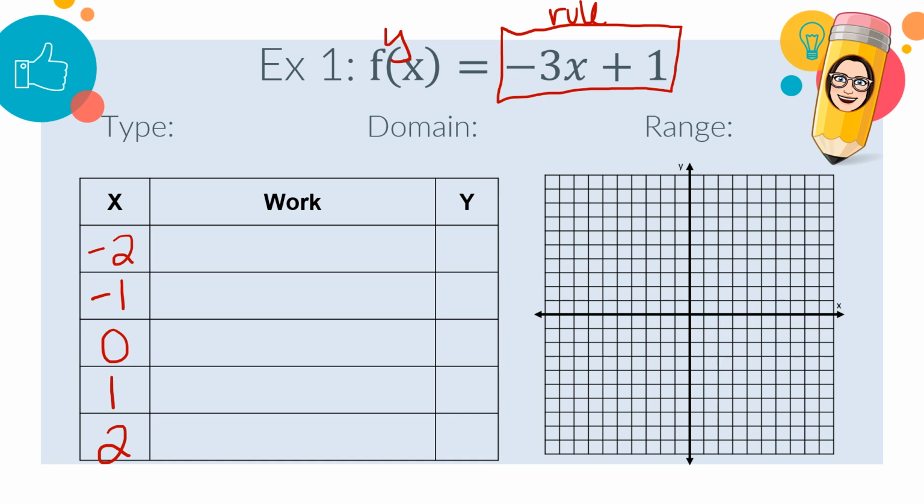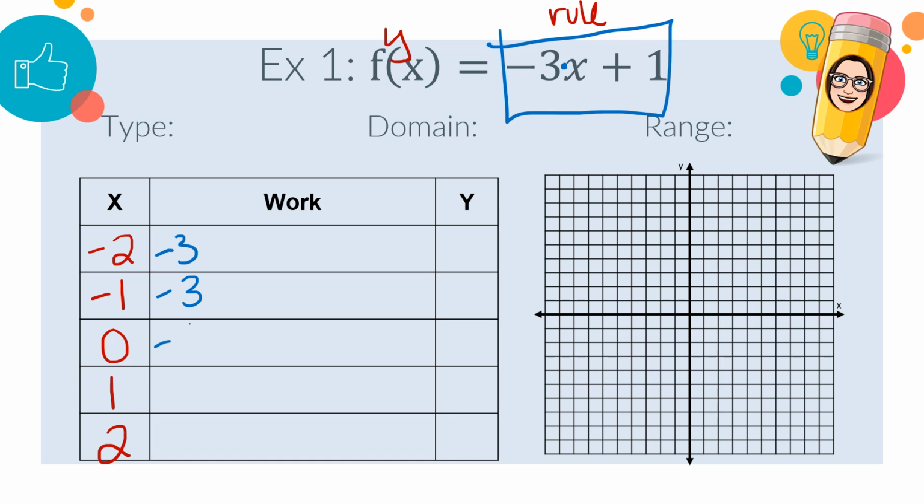So our rule, don't forget, is negative 3x plus 1, which actually means negative 3 times x. And so yes, you are going to write this work 5 times. Why? Because I'm going to do 5 different calculations. And at any point, if you need to pause this video, please do so.